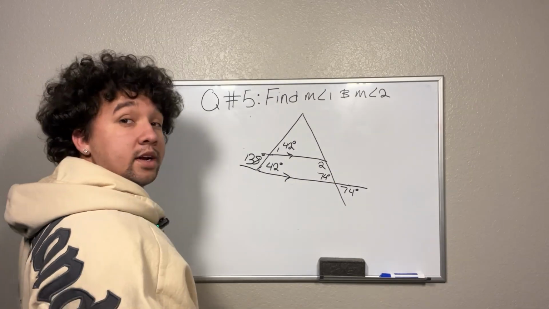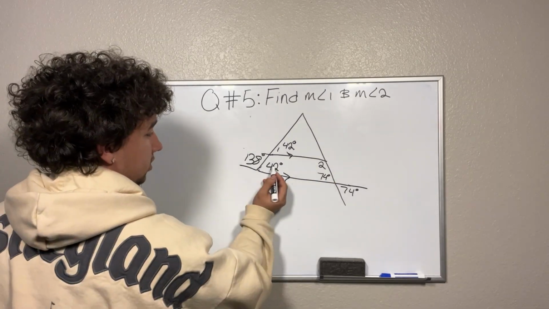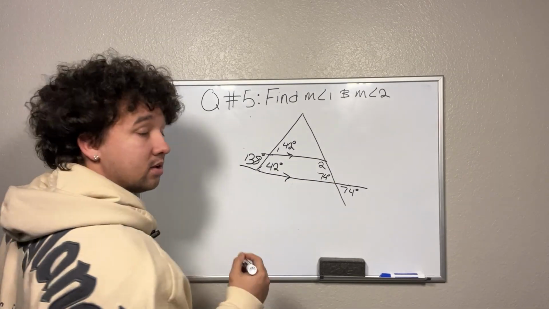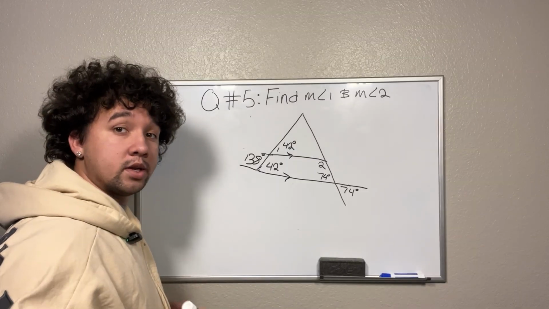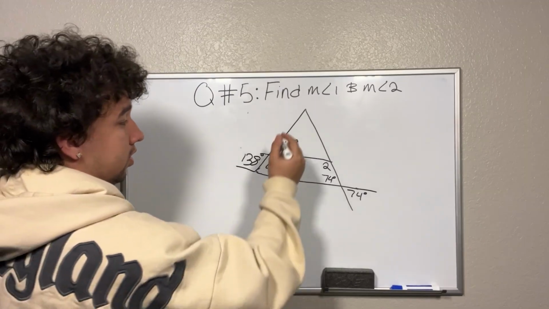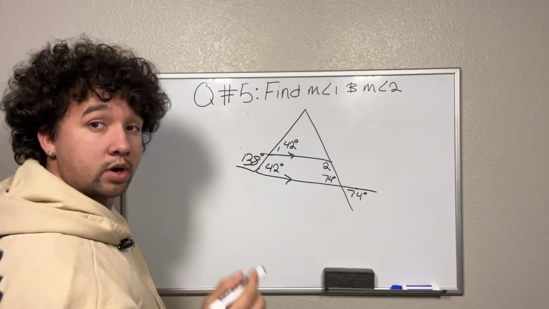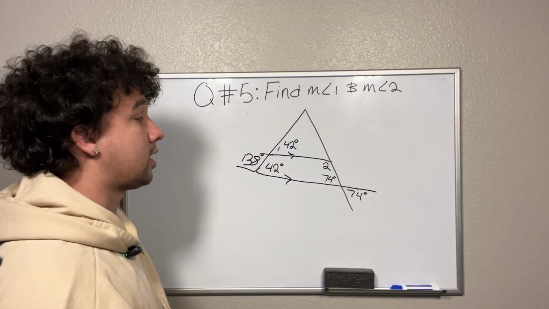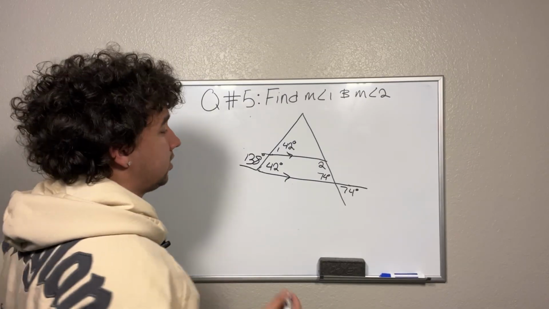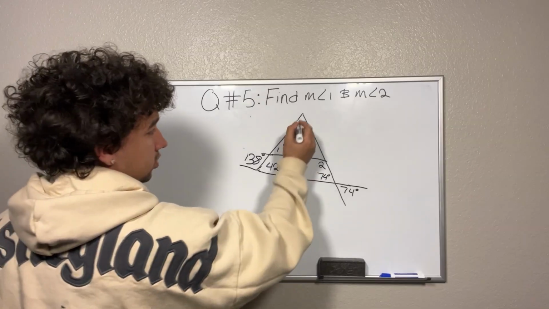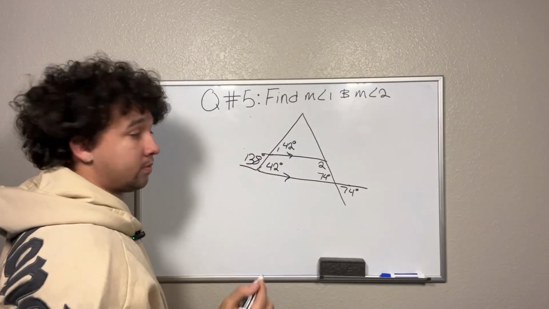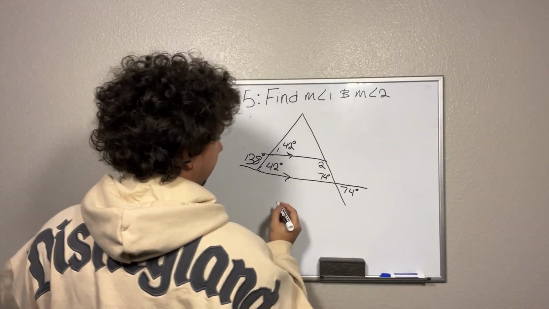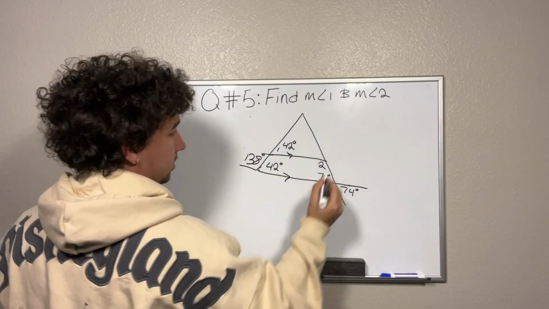And now how is that gonna help me? Well, I have 42 degrees and I have 74 degrees. Another thing that we haven't talked about yet, but is important, is that the sum of all of the interior angles in a triangle must add up to 180. That's just a thing, it's got to. So in that case here, I can find this top one right here by just subtracting. So let's first do 42 plus 74.